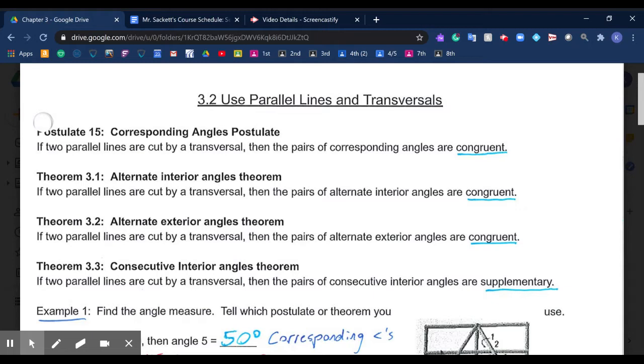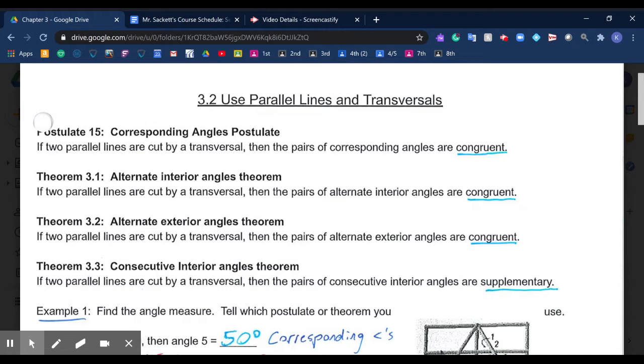So what it states is if two parallel lines are cut by a transversal, then the pairs of corresponding angles are congruent. So any set of corresponding angles are congruent when they're along a transversal that's cutting parallel lines.